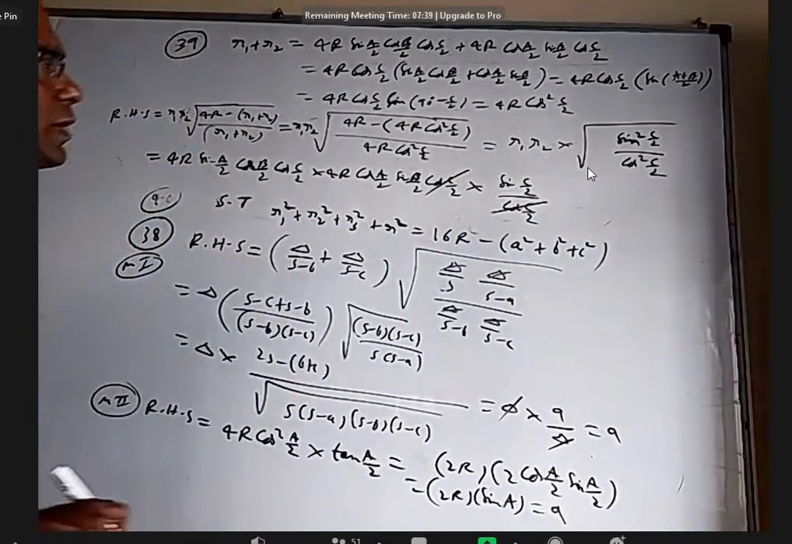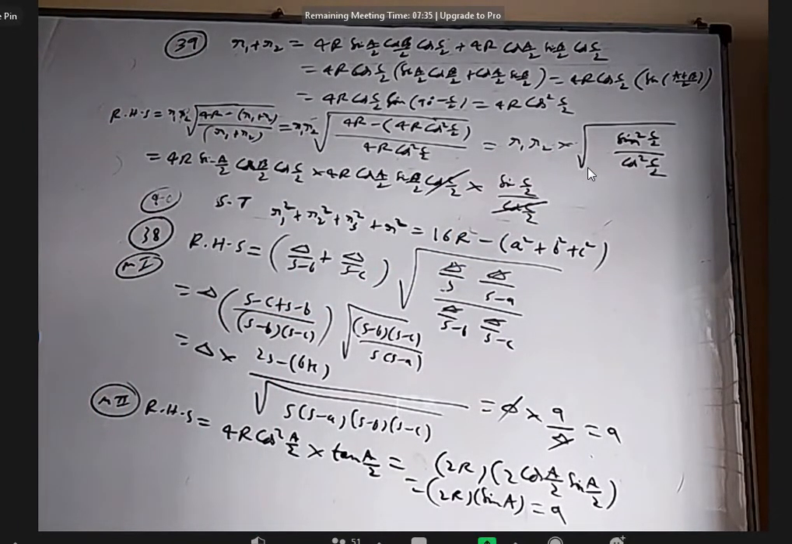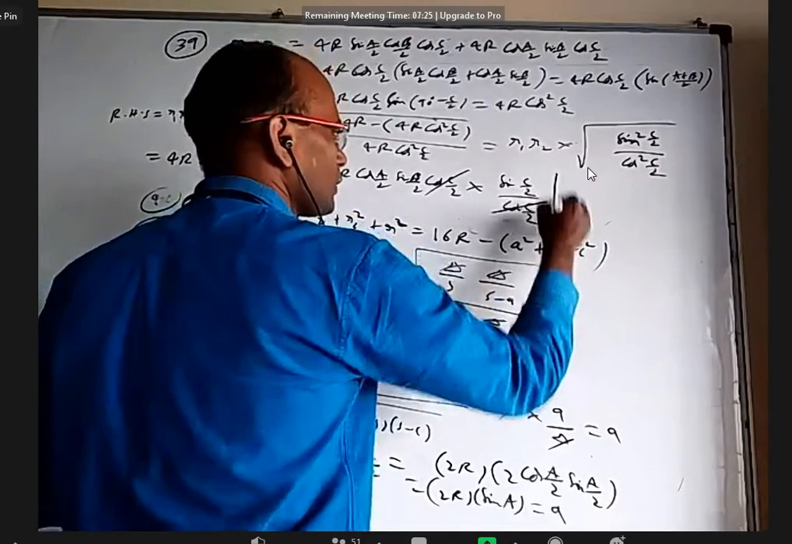R2 I can write as S minus B cot C by 2, or something, S minus A cot C by 2. And then write delta by S minus A. Like that also we can do it. Okay, we'll do two methods here. This or this.